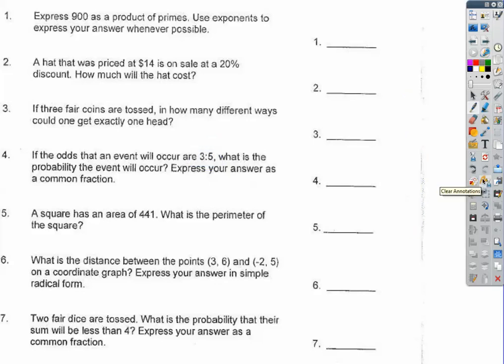A square has an area of 441. So that's a lot of 21 times 21. So if you know your perfect squares, you know that's 21 times 21. So 21 times 4 is going to be 84. All right, that's it.